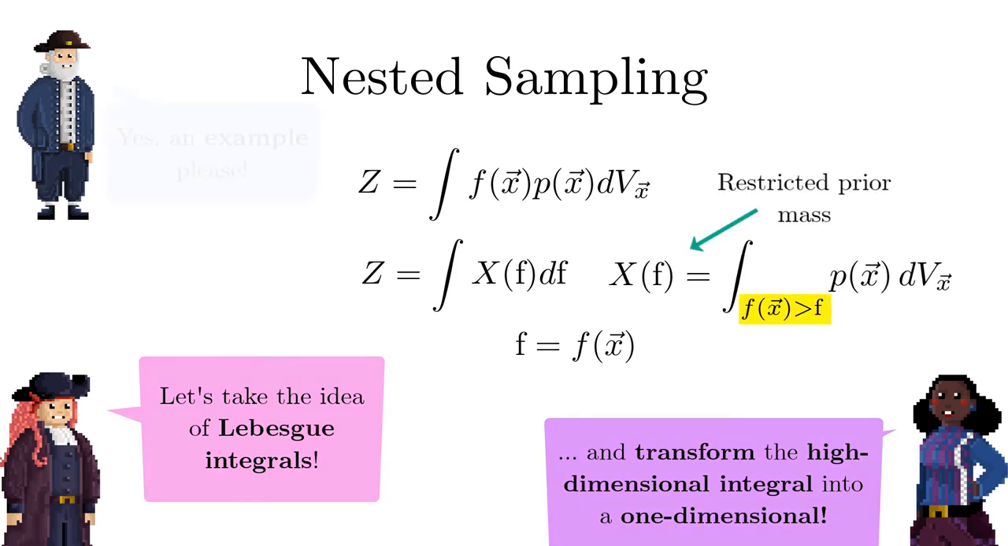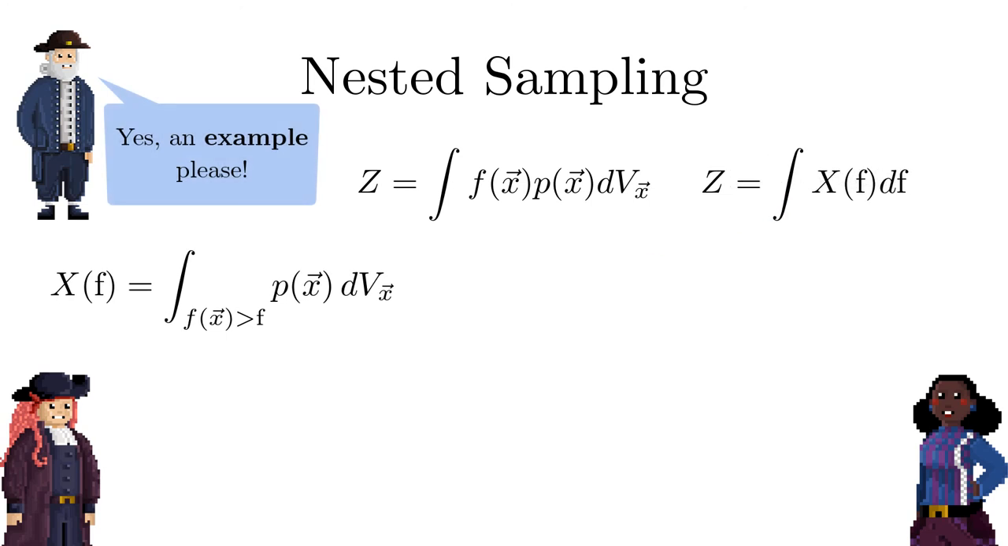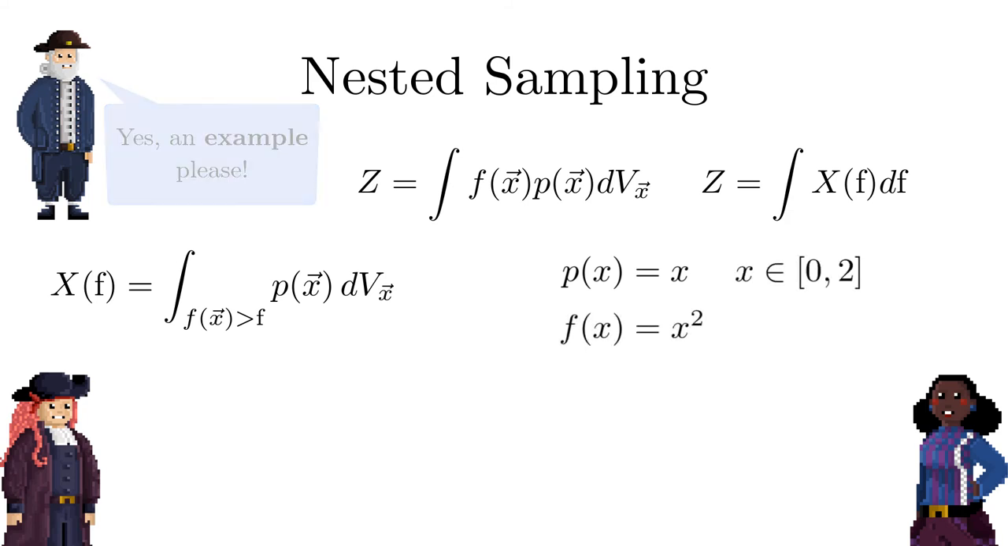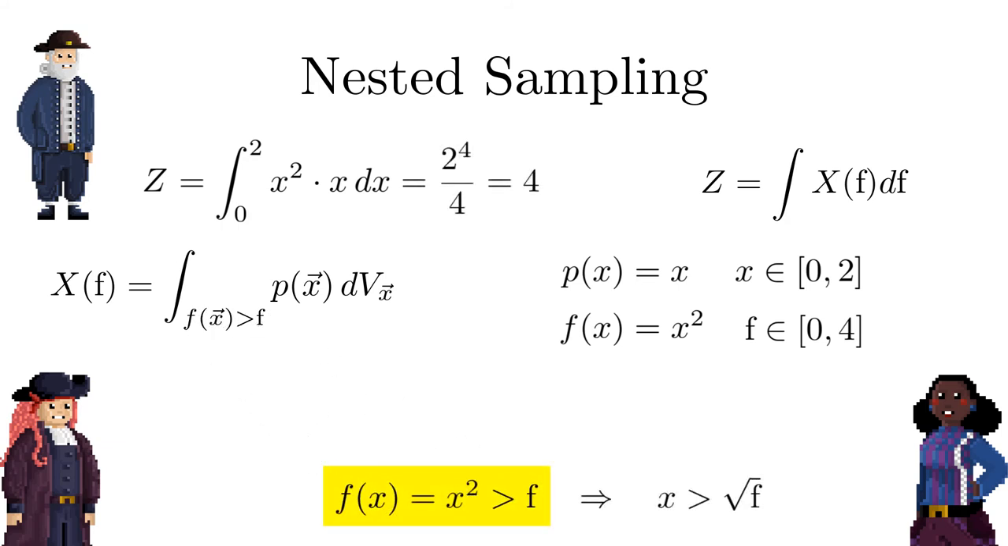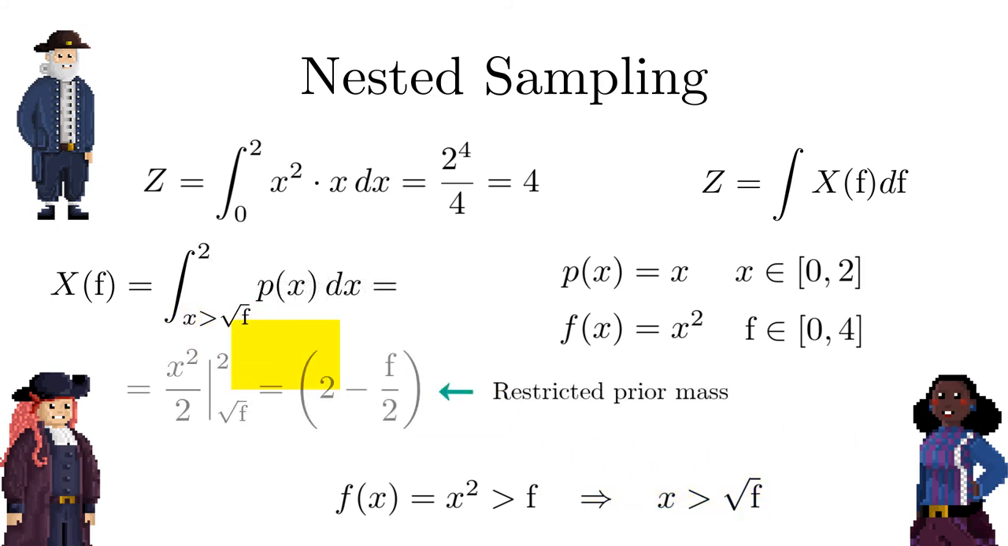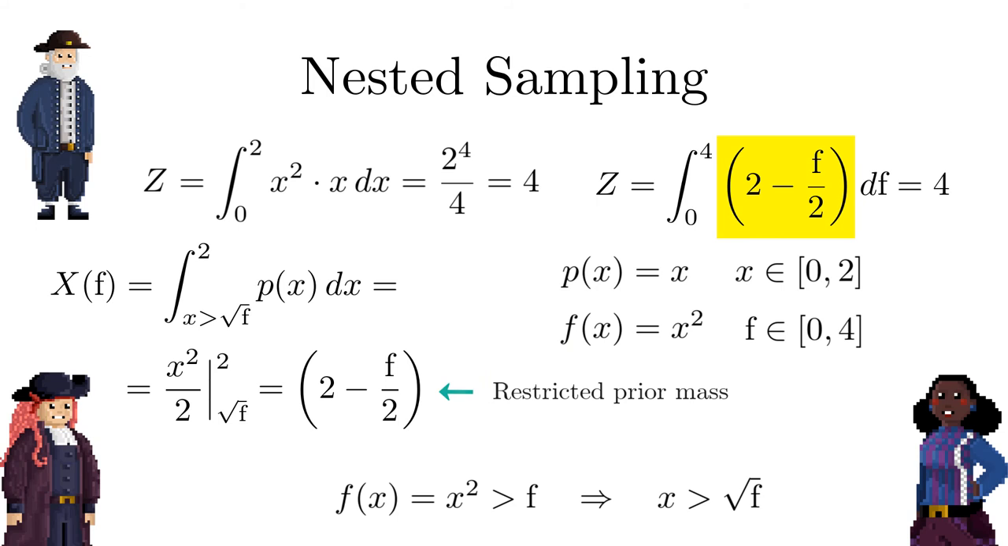Let's consider a very simple example with a prior p of x equal to x restricted to the interval 0 to 2 and a function f of x equal to x squared that ranges from 0 to 4. Then the integral of interest yields 4. Then the constraint according to the contour results in the restricted prior mass. From that, the Lebesgue integral also yields the value 4.